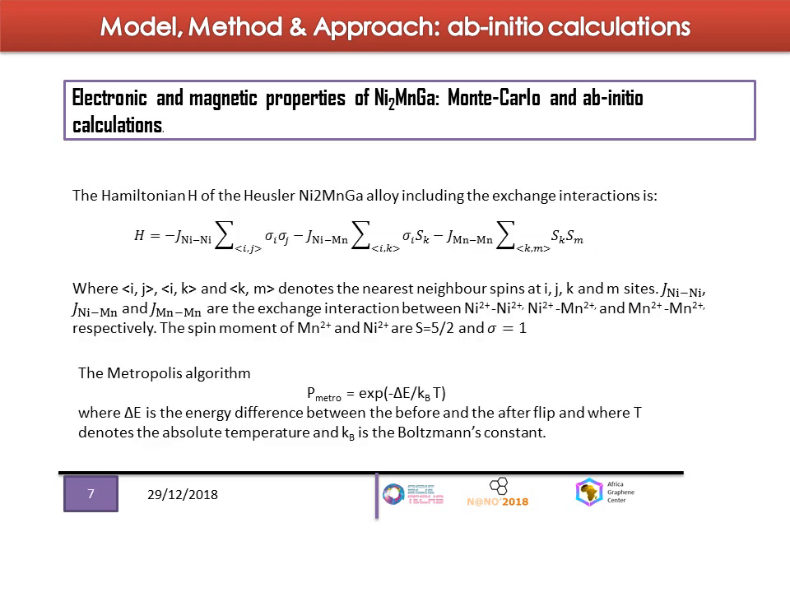So the next step is the Monte-Carlo simulation. We have used the Ising model, where the Hamiltonian H of the Heusler Ni2MnGa alloy, including the exchange interaction, is given by this. And we have used the Metropolis algorithm with the probability, and periodic boundary conditions on the lattice.